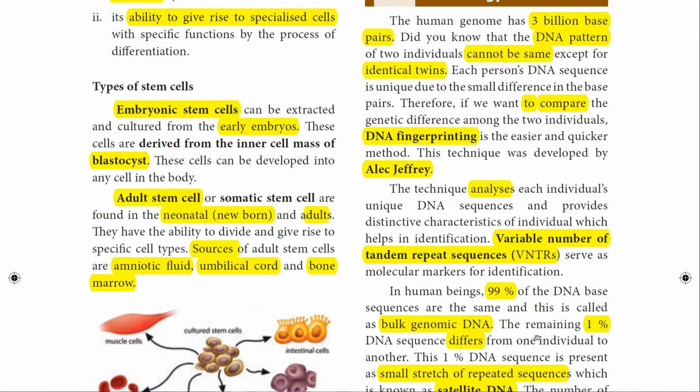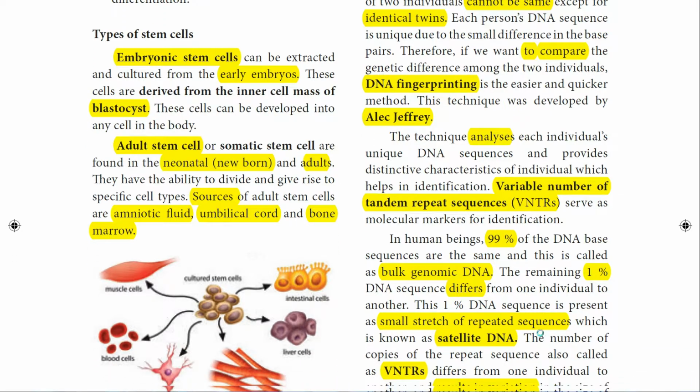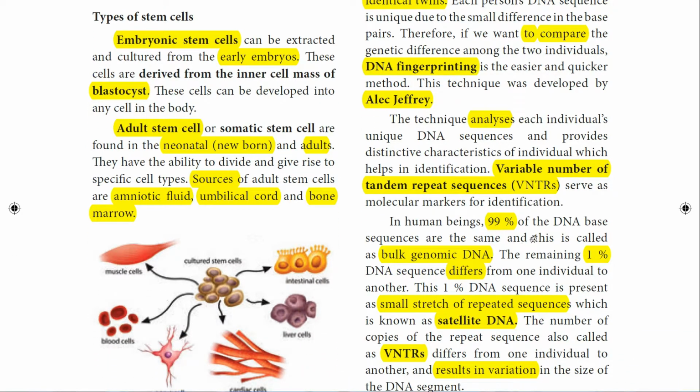So in human beings, nearly 99% of the DNA base pair sequence is the same, and this is called the bulk genomic DNA. All of us have 99% of DNA base pairs similar, and we differ only by 1%. The remaining 1% DNA sequence difference from one individual to another is identified through this DNA fingerprinting technology.